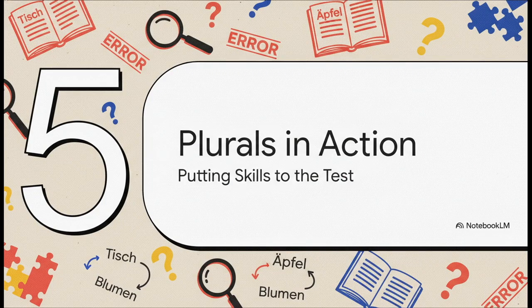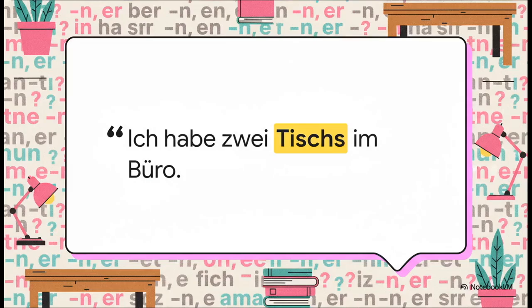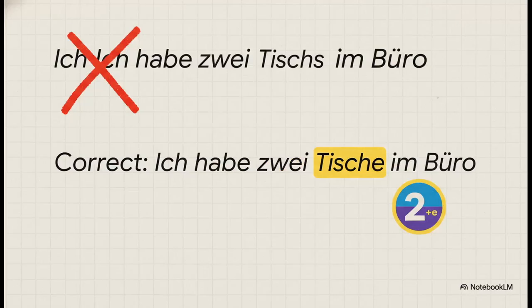Okay, you've learned the code. You've seen the patterns. Now it's time to actually put it to the test. I'm going to throw a couple of common mistakes up on the screen, taken right from the source exercises. Your mission, should you choose to accept it, is to spot the error. You ready? Okay, first one. Take a look at this. Ich habe 2 Tisches im Büro. Something about that plural for Tisch just isn't sitting right. Can you remember which group it belongs to?